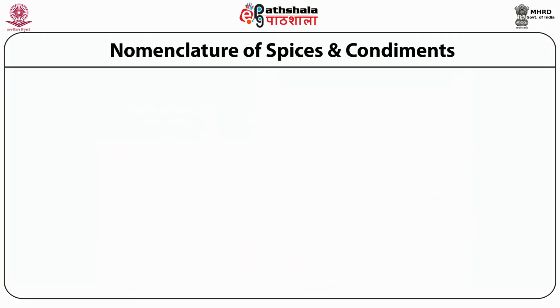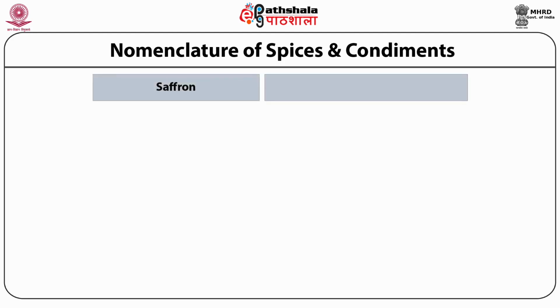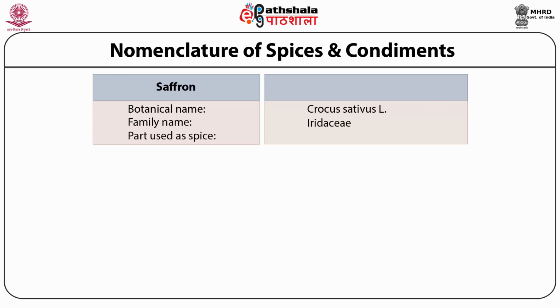For saffron, it's basically the stigma part of the plant that is taken and called as saffron for use in various food delicacies. Saffron is one of the most expensive of all spices and condiments because of its restricted growth to few places, like in India, only growing in the Pampore region of Kashmir Valley. Saffron is botanically called as Crocus sativus and belongs to family Iridaceae. The part of the plant used as spice is the stigma.